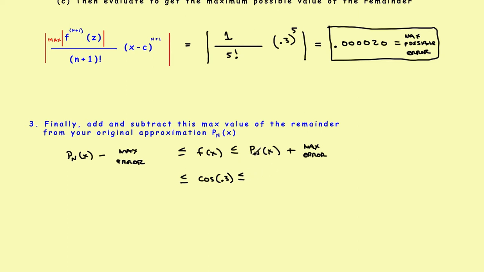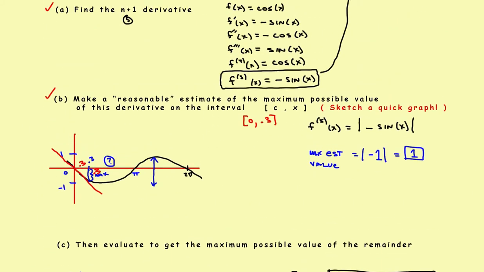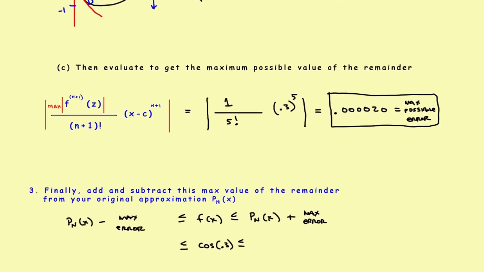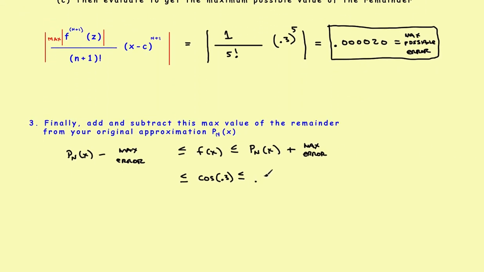And we did a fourth degree polynomial approximation, and we came up with, we'll go up here and take a look at it, we came up with 0.955338. So we'll put that back down here. This would be 0.955338, and this one would also be 0.955338. Then to this, you're going to add and subtract the remainder, which was 0.00.